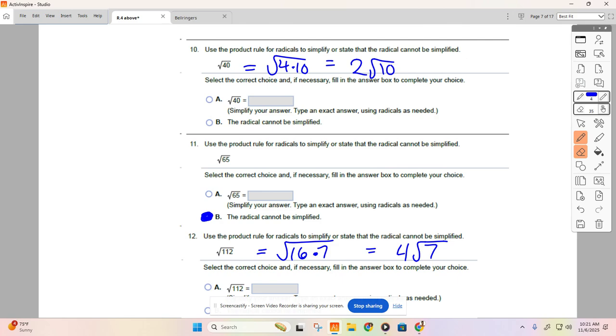So a lot of this, it's not that it's hard. It might be a little time consuming because you have to try things in the calculator. But the calculator's doing the work, so it's fine. It's not too difficult.